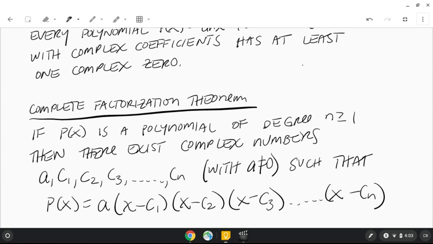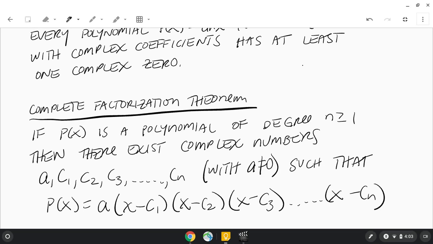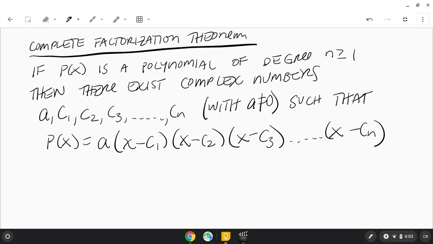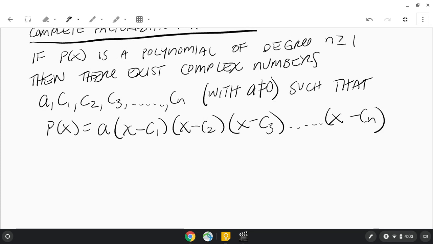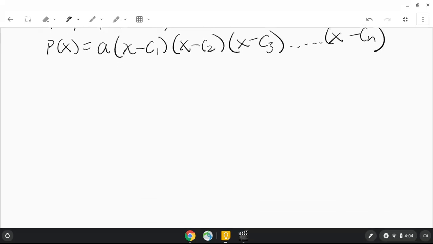Okay, so what this is saying is that whatever degree your polynomial is, then you could factor it into n linear factors. Okay, so that'll probably make more sense when we look at an example. Okay, so let's take a look at factoring completely.